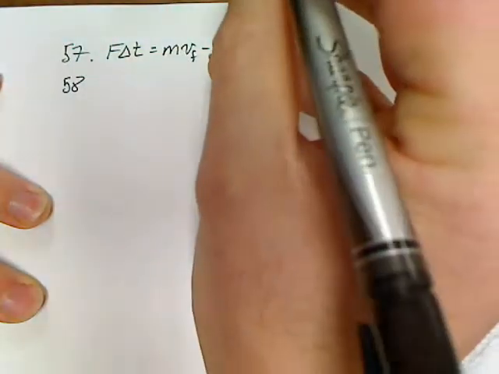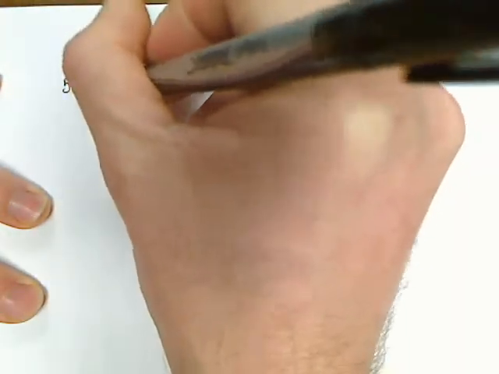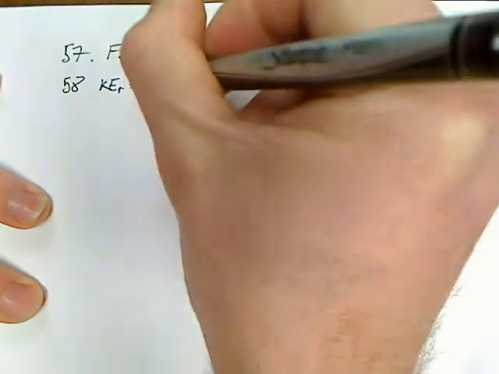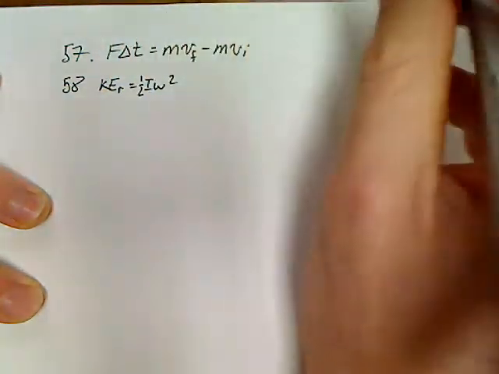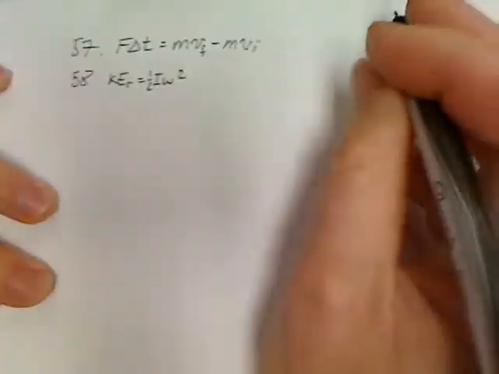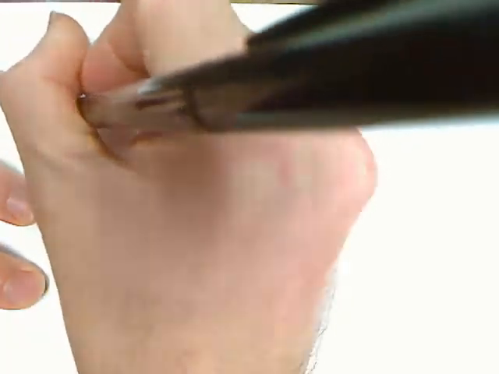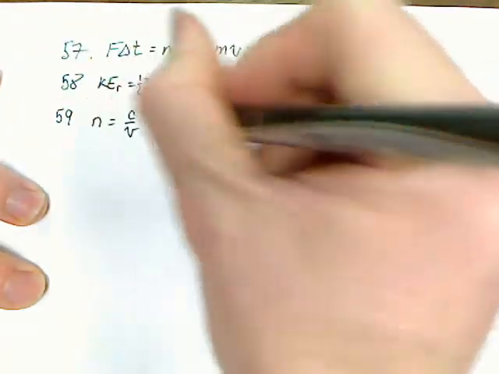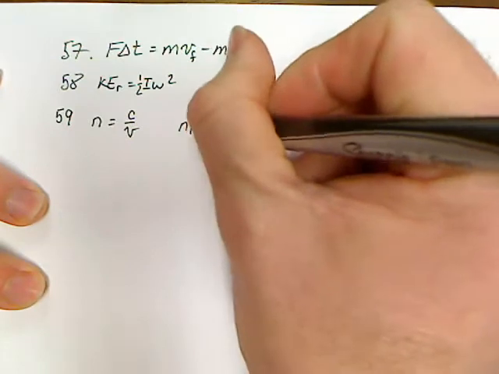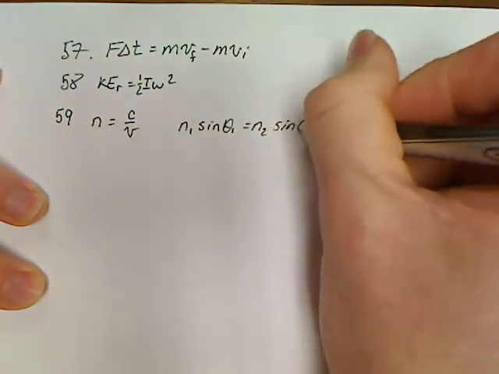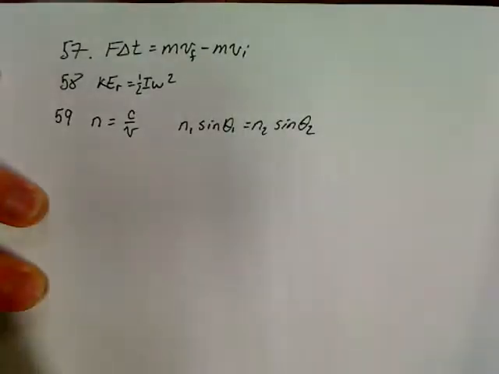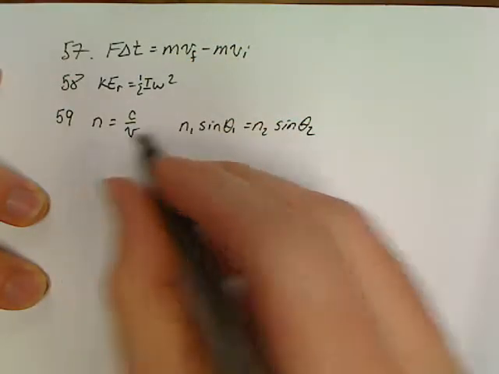58 is asking you about rotational kinetic energy, equal to 1/2 I ω squared. 59, index of refraction: n is equal to c over v, and Snell's law is n1 sine theta 1 equals n2 sine theta 2. So there's your equation for index of refraction. There's your Snell's law equation.